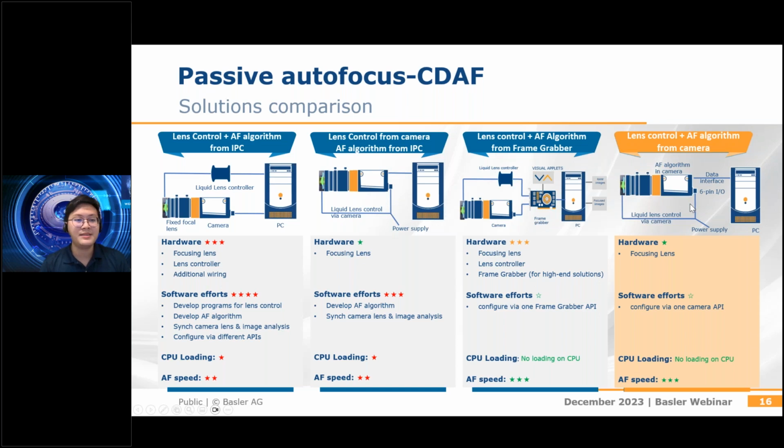In addition, as for its software, you can control the parameters to achieve the focus effect that you want through the Pylon API, which is the same API that can be used to control other camera features such as exposure, gain, and so on. Here, it does not require any processing from the CPU, and the focusing speed is also quite decent.